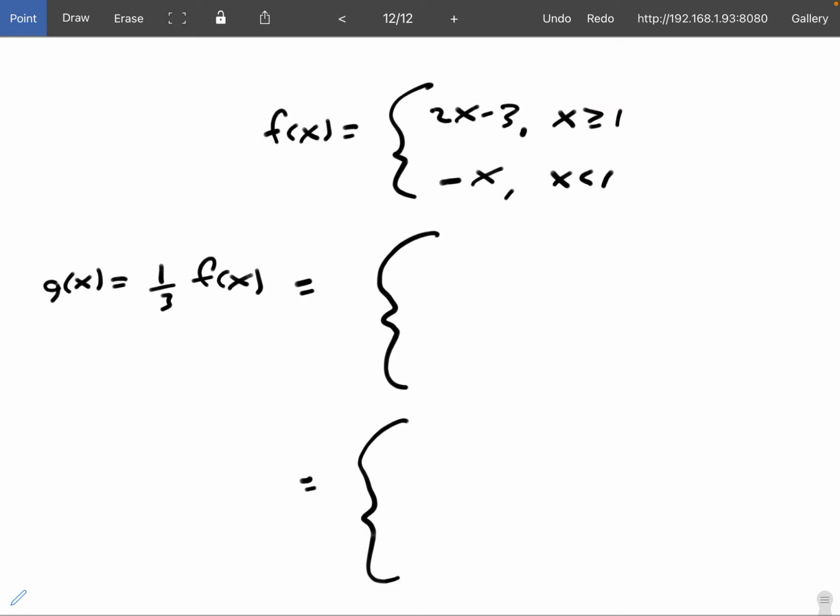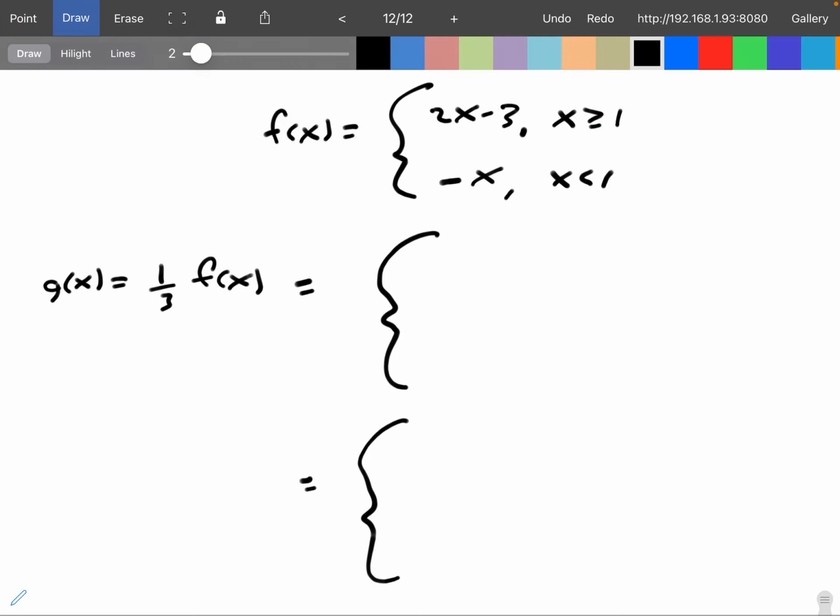So does it affect these domains? Oops, I didn't want to erase those. Does it affect these domains then? No, because it's not in the parentheses, right? The 1/3 is out in front. So this is going to be a vertical transformation then. Vertical transformations do not affect the domain, so these are going to remain the same.